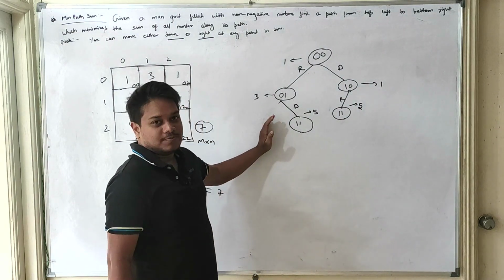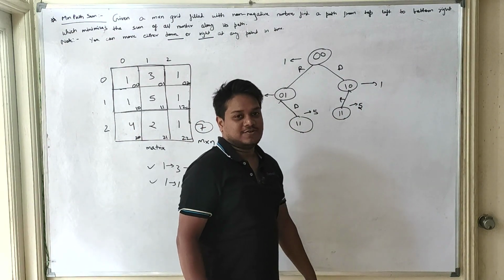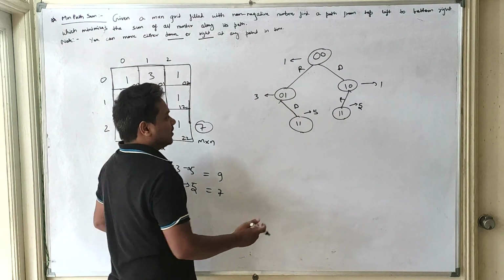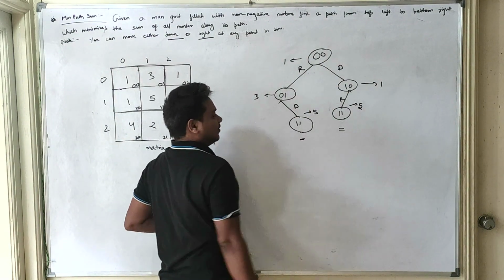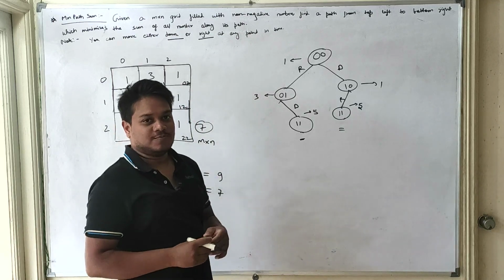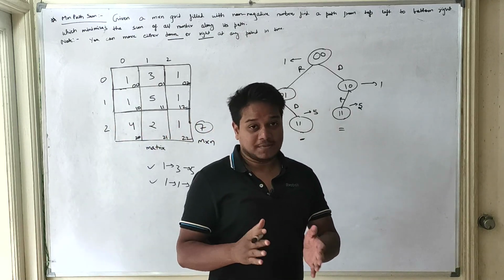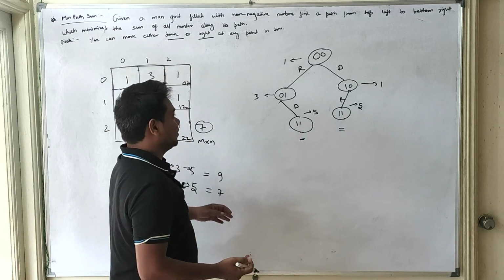So by looking at this state space tree, you might get an idea that we are having two paths to reach 1 1. So we want the path with the minimum sum. So how do we do it?